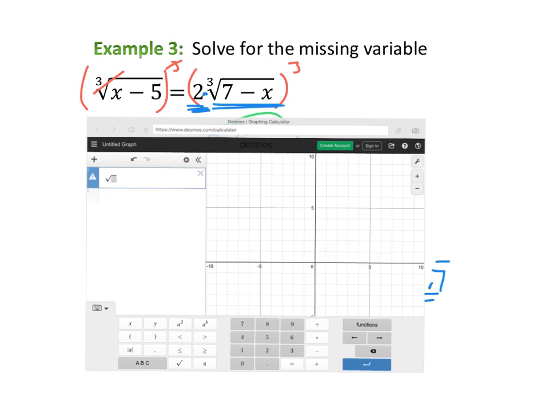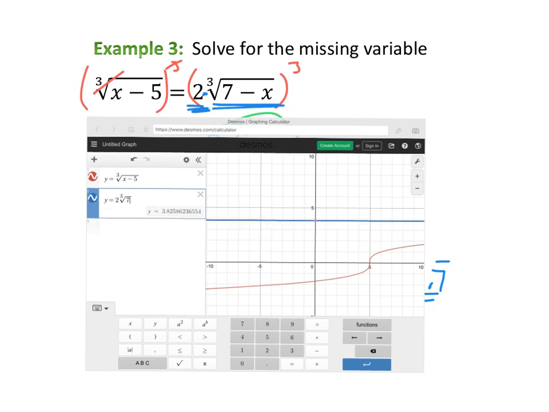So the cube root. So we got y equals the cube root of x minus 5. And y equals the cube root under functions again, of, 2 cube roots actually, 2 cube roots of 7 minus x.